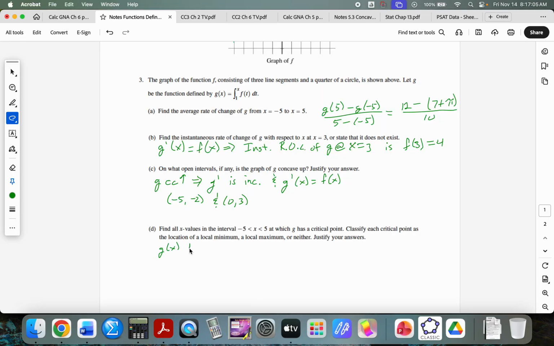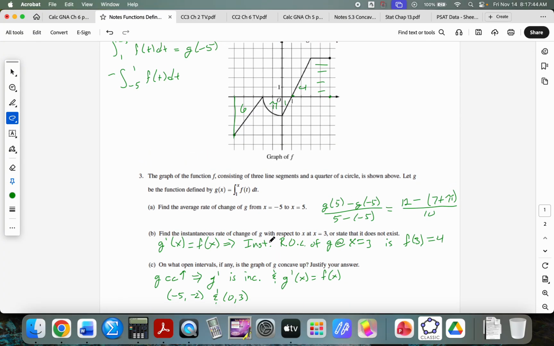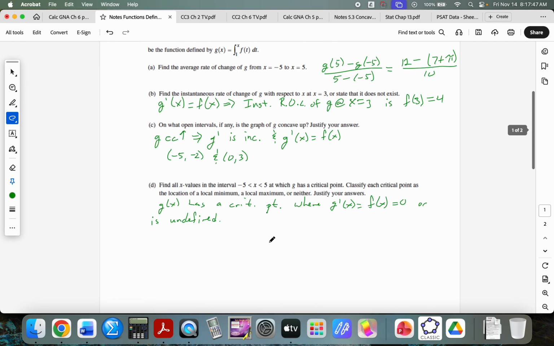Okay, so g of x has a critical point where? I'm talking in general. What is the definition of a critical point? Where the first derivative is 0 or undefined. So where g prime of x, which as we've said multiple times now equals f of x, equals 0 or is undefined. Well, f of x is defined everywhere between -5 and 5, but it's 0 at x equals -2 and at x equals 1.